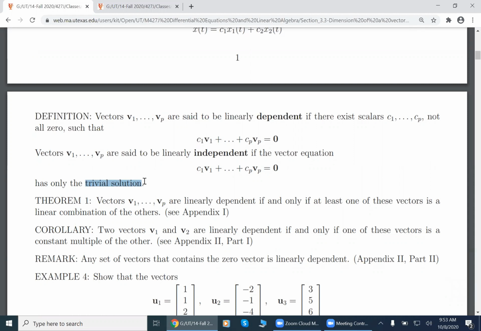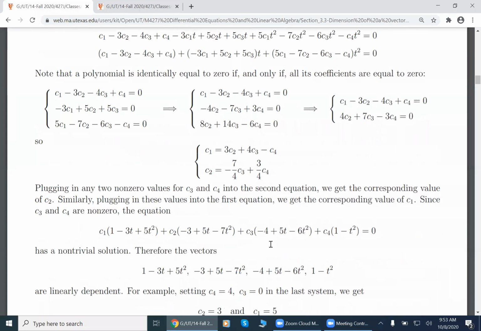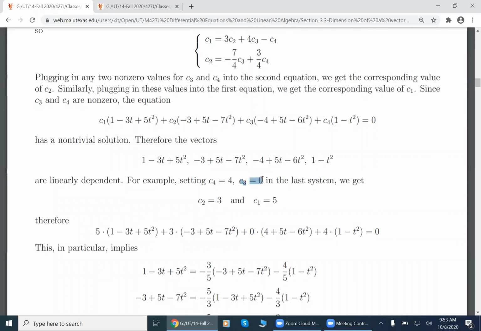Non-trivial solution means at least one of these C's is not equal to 0. Some of them can be 0, like in this example. Look, C3 is equal to 0. Nevertheless, this is a non-trivial solution because not all of them are 0. So trivial, all C's are equal to 0. Non-trivial, at least one is not 0. Does this answer your question?